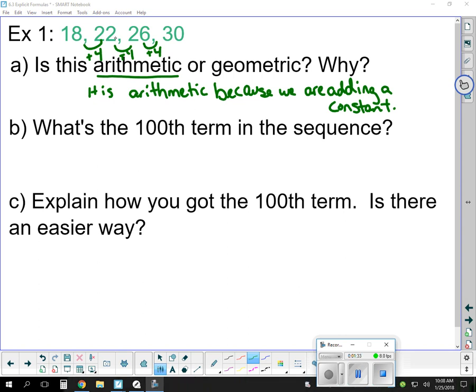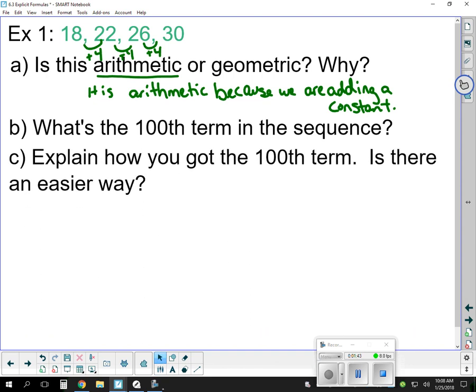And what would you have to do? You just have to keep adding 4 until you got to the 100th term. Right? That's how you would explain what you did. But I want to find an easier way because that is a lot of work and it'd be really easy to make a mistake and accidentally hit +4 too many times or not enough times or lose track of where you are. That's not going to be fun to do.